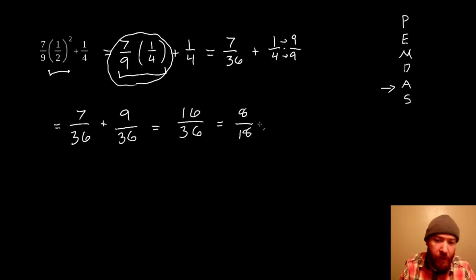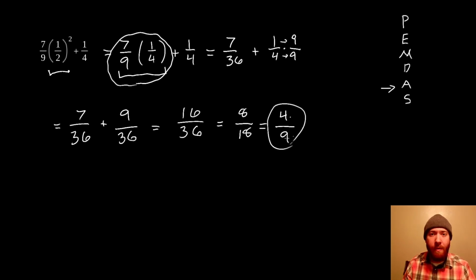Again, they're still even numbers, so we can divide them by 2 again. 8 divided by 2 is 4. And 18 divided by 2 is 9. Now, can this fraction be simplified? Do 4 and 9 have any factors in common? No. The only factors of 4 and 9 other than themselves are 2 and 3, so they don't have any factors in common. And this is going to be our answer, 4/9.